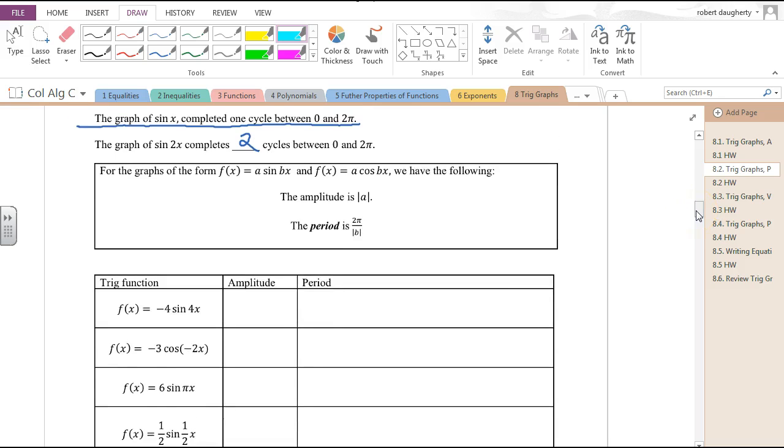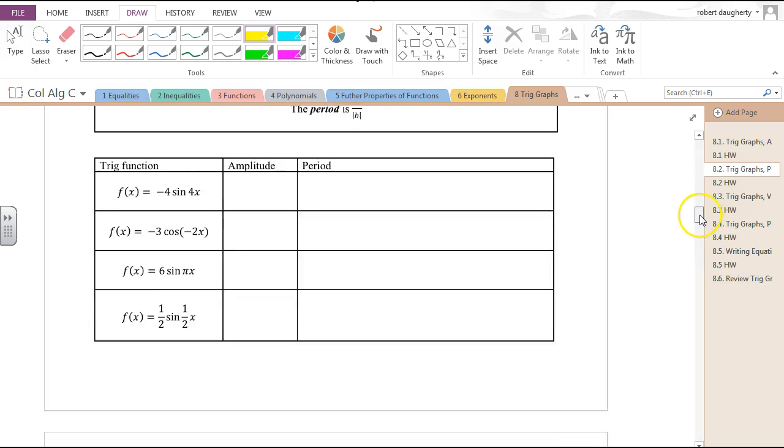So what we will notice here is when we see graphs that look like a times the sine of bx, or a times the cosine of bx, the amplitude is always the absolute value of a, and the period is 2 pi divided by the absolute value of b. So whatever this number is in front of the x, 2 pi over that number, a positive number, is going to be the period of the graph. So let's look at these, and then we'll graph them in just a moment.